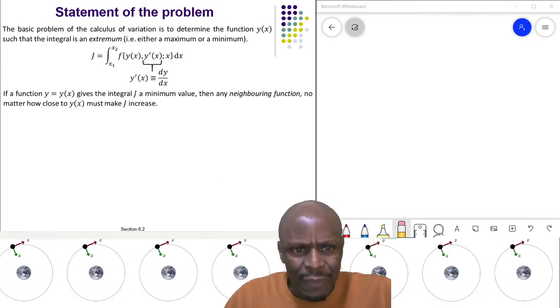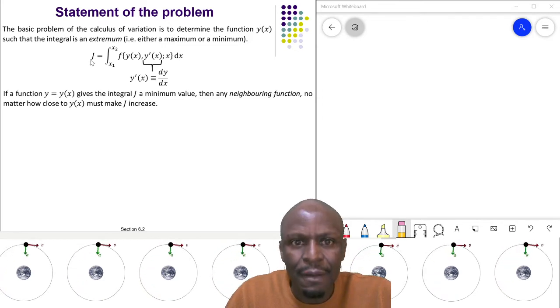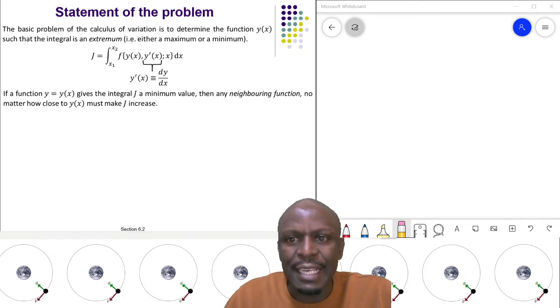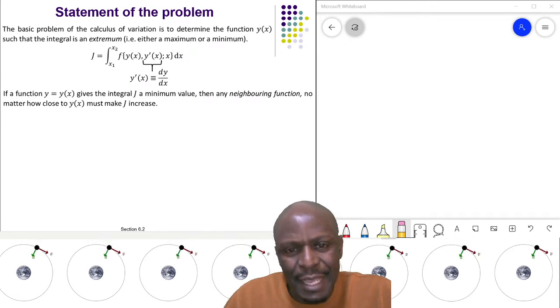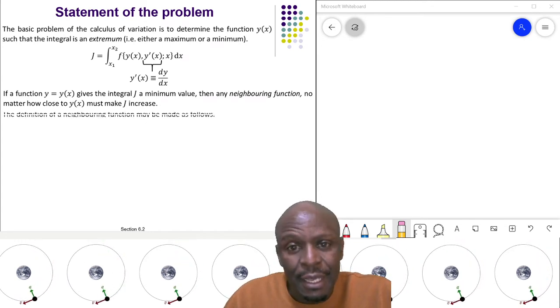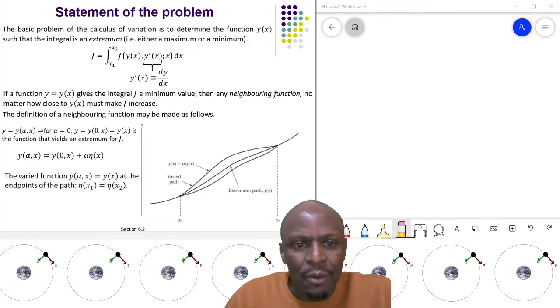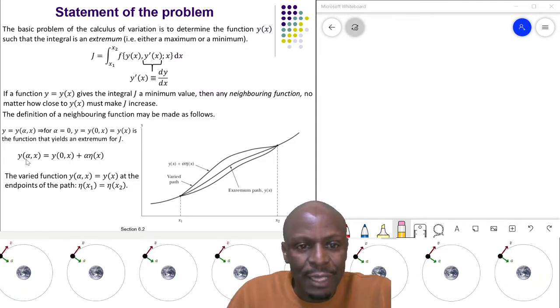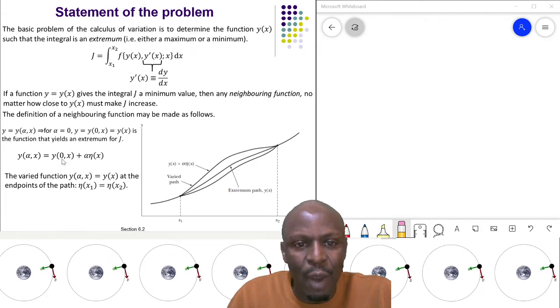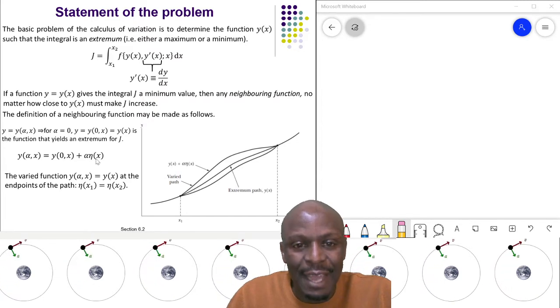Now, if a function y gives the integral J a minimum value, if this function gives this functional a minimum value, then the neighboring function, no matter how close to y, must make J increase. It must definitely make J increase. The definition of a neighboring function may be made as follows: y as a function of alpha and x is equal to y of x plus alpha eta of x.